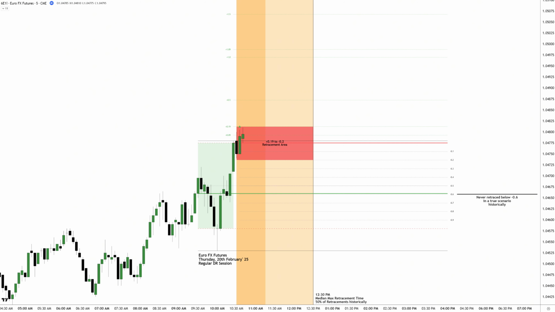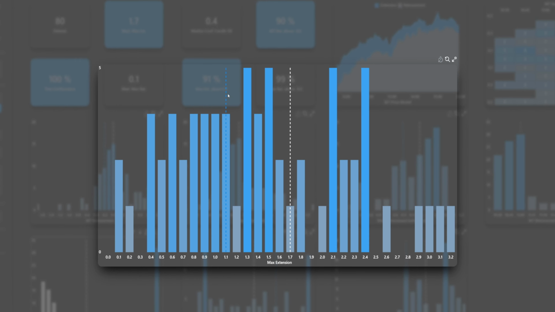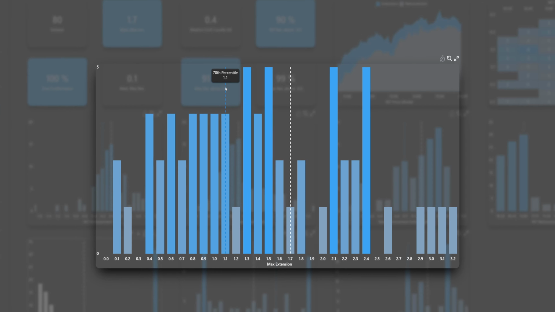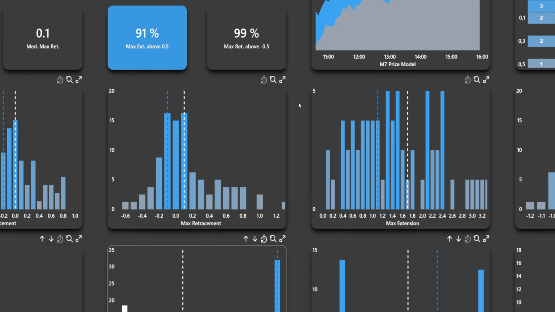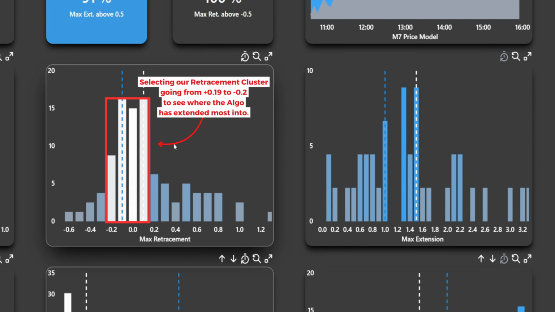But where did price make its extension higher most of the time or with a high probability? Let's see what we can expect as a target for the session under these criteria. The max extension distribution has 4 modes standing out. 2 of them are located between the 70th percentile and the median. But since we defined a clear entry time window and just one retracement zone, we can get great insights what price did exactly when making a retracement into our defined area. By cross-filtering, we get way better insights for targets.